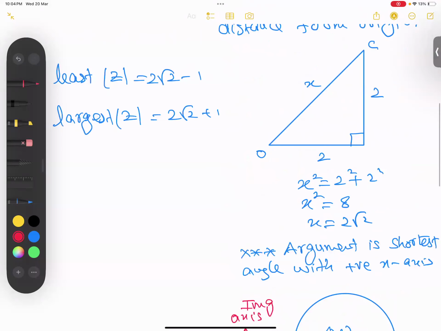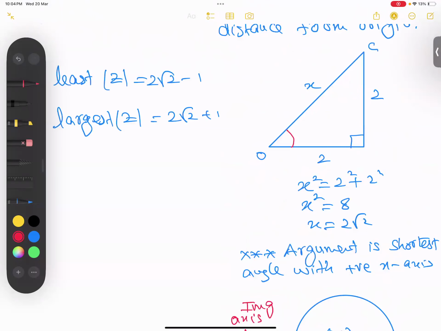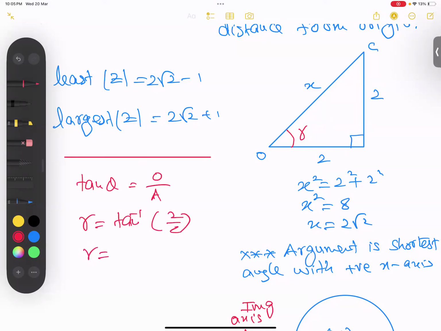So now concentrate on how to get this angle. I've given this name, let's say gamma. How to get gamma? Nothing hard. Opposite by adjacent. From this triangle I need gamma. So tan theta is equal to opposite by adjacent. Gamma is equal to tan inverse 2 by 2, and I got pi by 4. So this is pi by 4.